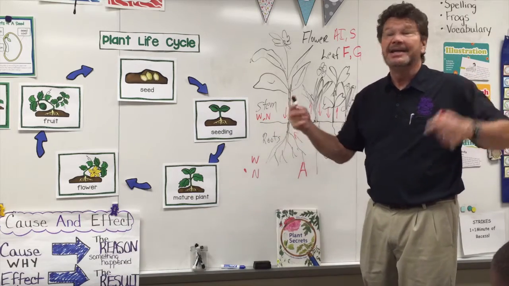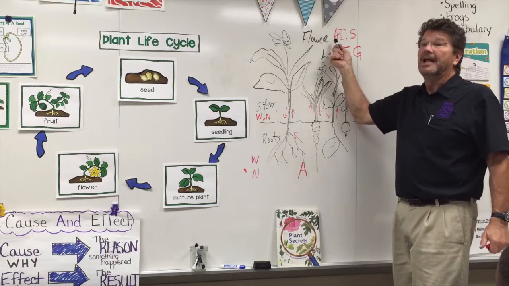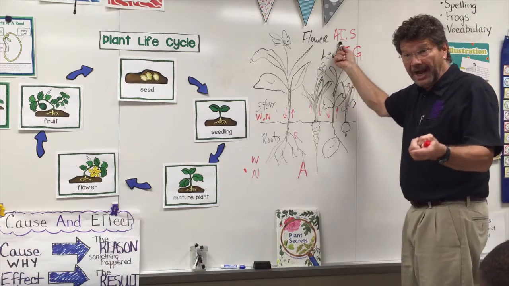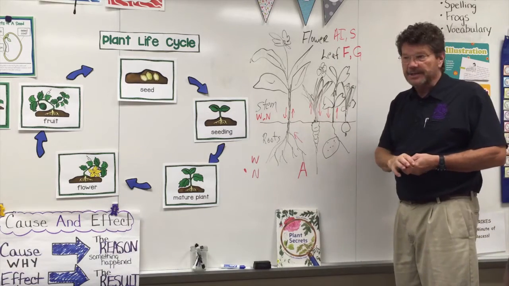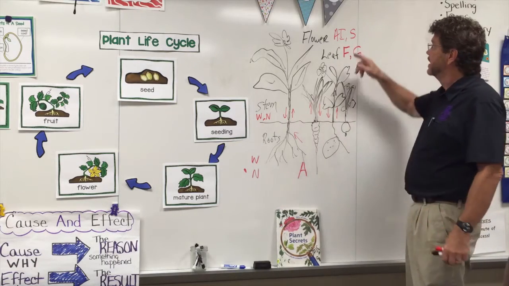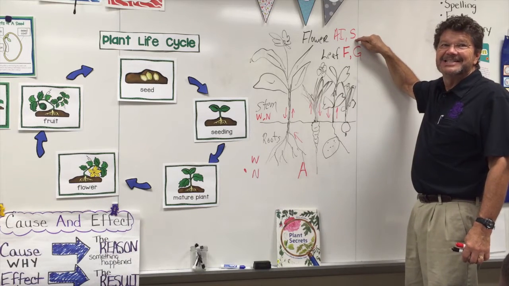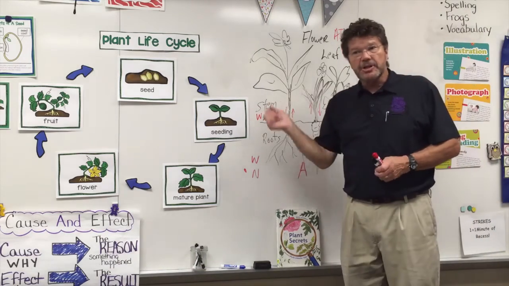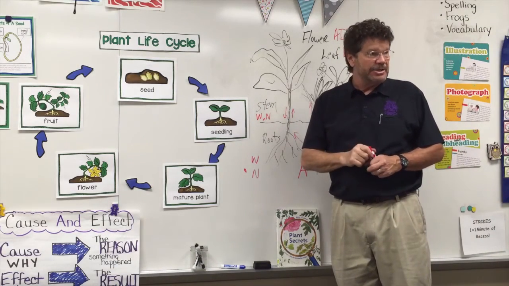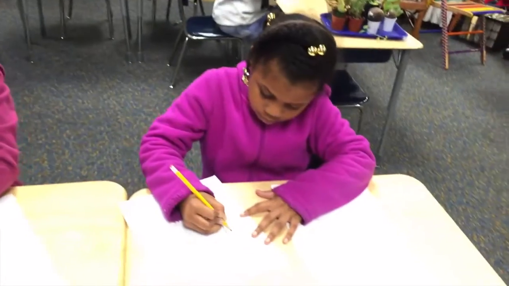attract what? Say it. AI is attract insects. We learned that last week in the lesson, when a flower attracts insects, it will make what? Say it. Seeds. So these are the parts. Now, how are these an adaptation? Well, let's take a look at these a little bit closer, okay?